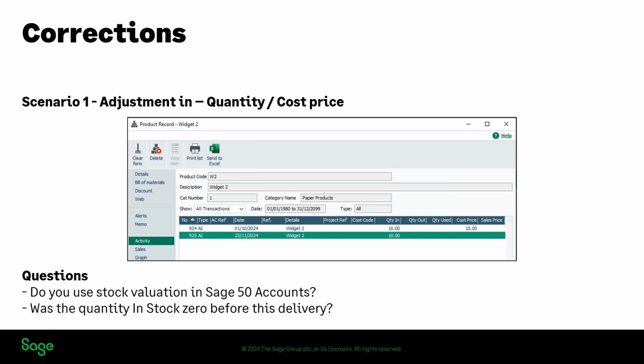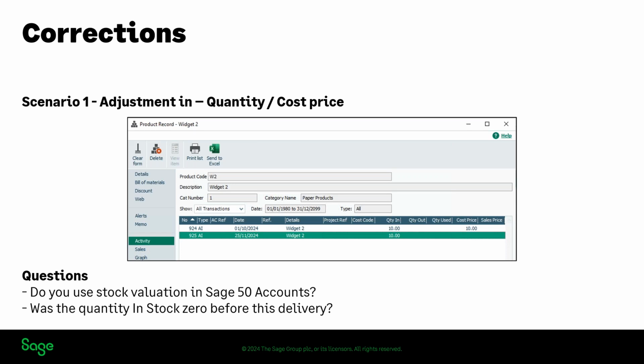Now, if you do use stock valuation, then the secondary question is, was the quantity in stock 0 before the delivery? So before you've adjusted in, or whatever other transaction you've used to book the stock in, it might have been via a purchase order. So was the quantity in stock 0 before that? Now, if it was, it's nice and easy. All you would do is book that out.